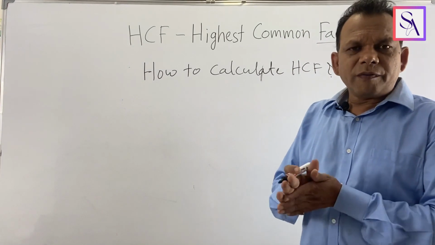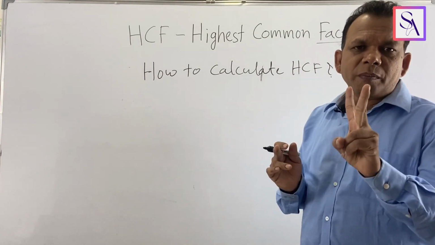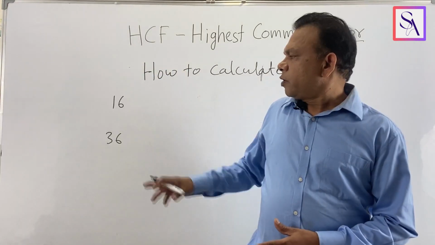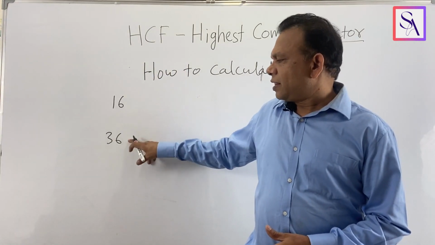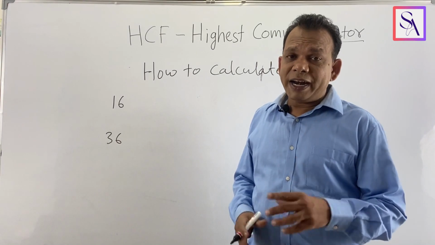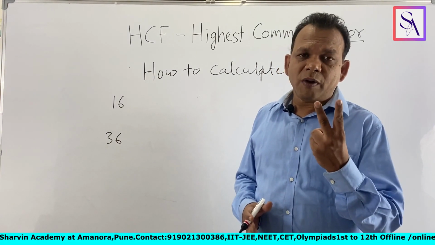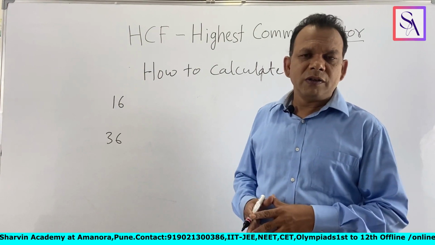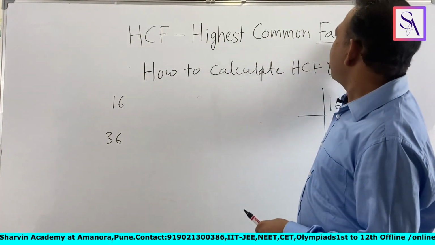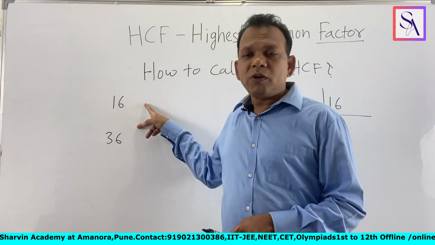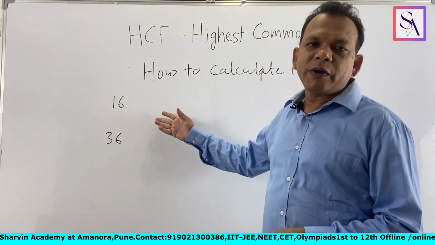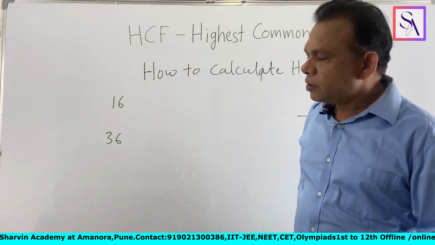For calculation of HCF you need two numbers. So we need to find out the HCF of 16 and 36. For finding out HCF, at least two numbers are required. For one number we cannot find HCF because HCF is nothing but the common factor. For taking common, at least two numbers should be there. So our example is 16 and 36. We need to find out the HCF of these two numbers.